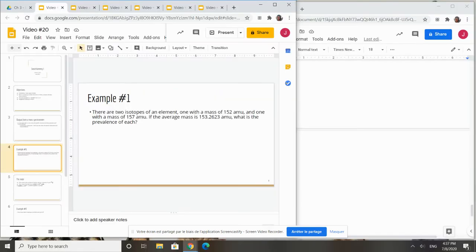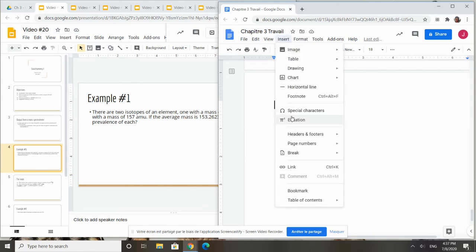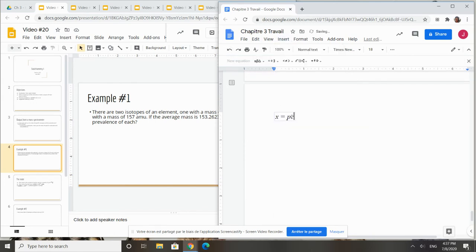This is really more of a math problem than anything else. So I'm going to show you how to set up this algebra problem. I'm going to call X the prevalence of the isotope that has a mass of 152. And then 1 minus X is going to be the prevalence of the one that has a mass of 157. The reason why is that if I only have two isotopes, when I add their prevalences together, which prevalence is just another word for percent, it has to add up to 100% or 1.